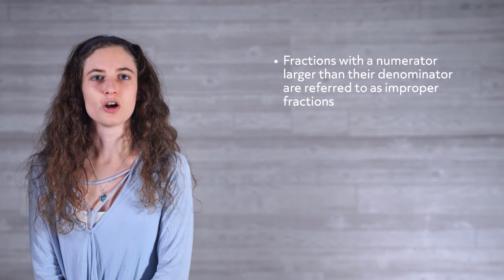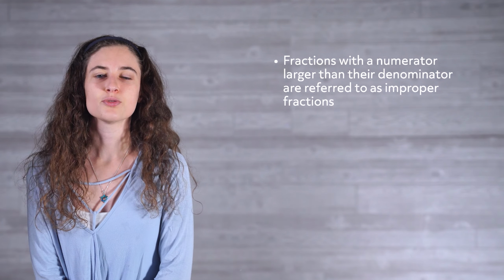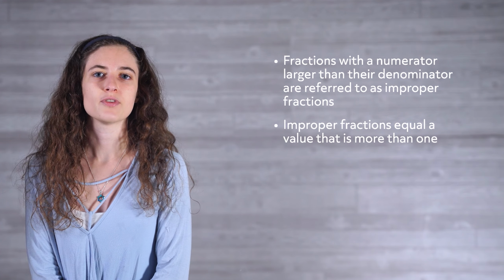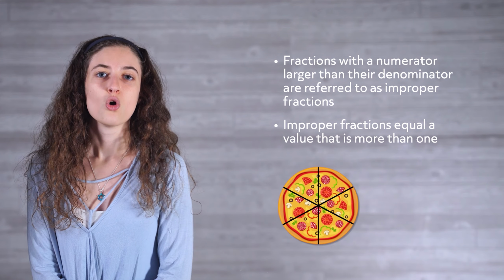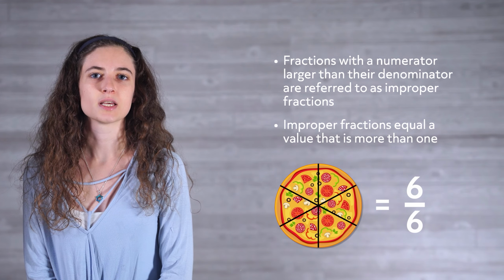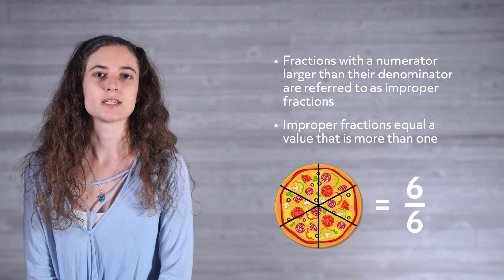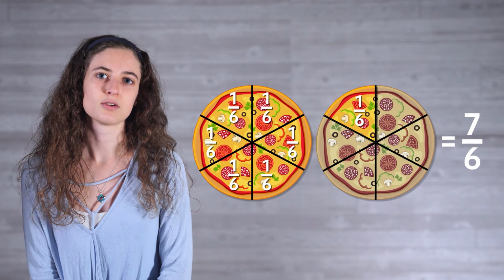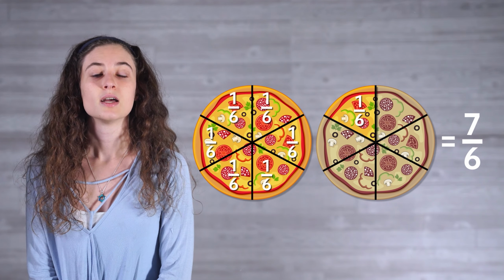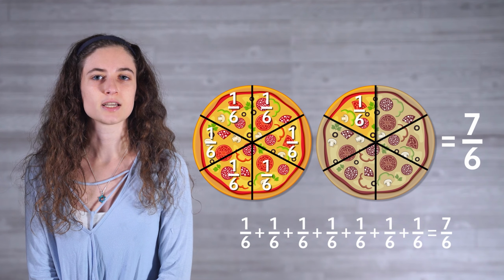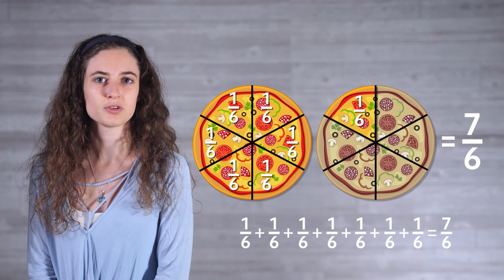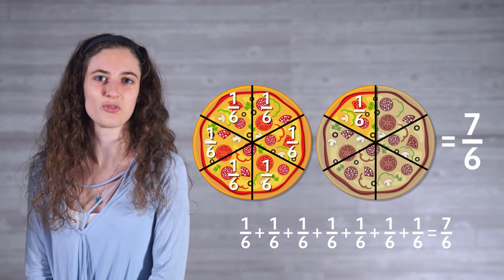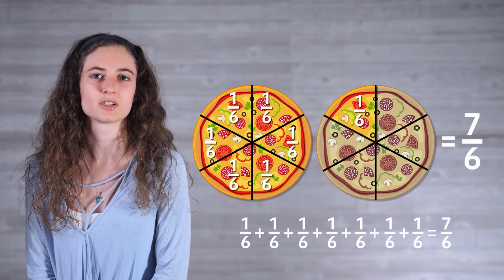Fractions with a numerator larger than their denominator are referred to as improper fractions. Essentially, improper fractions equal a value that is more than 1. 1 whole pizza would be represented by 6/6. 7/6 is more than 1 pizza. This could be visualized as 1/6 plus 1/6 plus 1/6 plus 1/6 plus 1/6 plus 1/6 plus 1/6 equals 7/6.